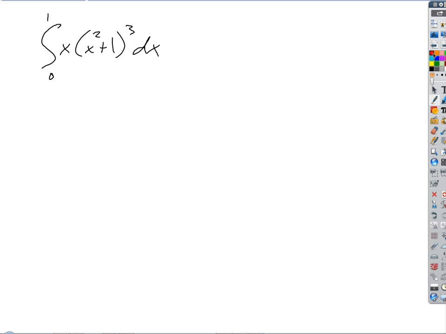Okay, so let's make our u substitution, and what do we get? u equals x squared plus 1. Okay? And so, what's du? 2x dx. So what do we got then? Just 1 half on the other side. Let's see, x cubed du.